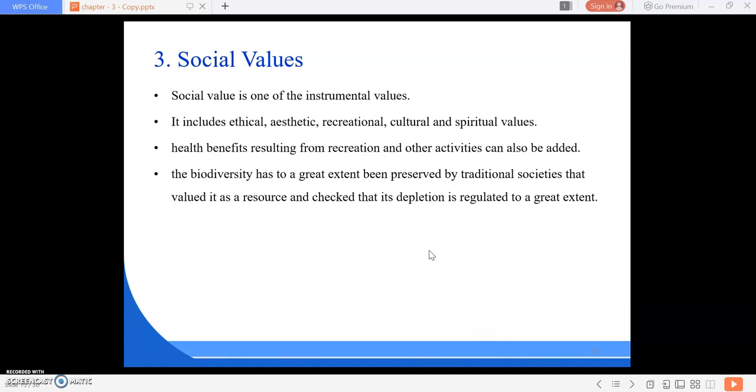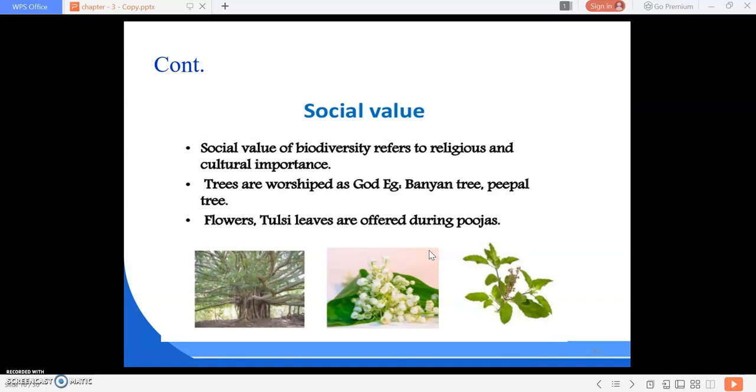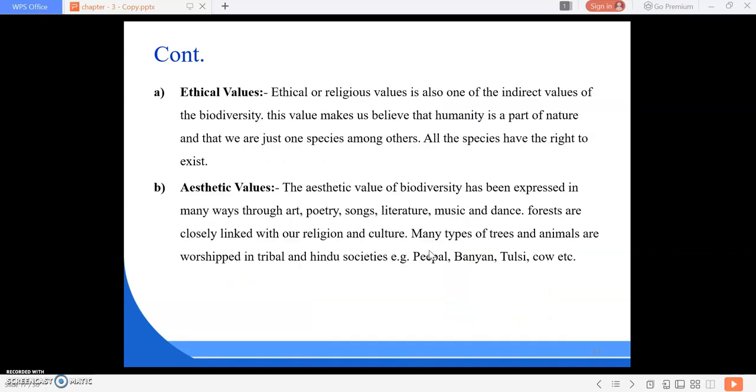Human impact comes to human well-being, biological diversity, biological resources, and human well-being. So these are interconnected. This is the ecological system. The social value of biodiversity also refers to religious and cultural importance. Trees are worshipped as god, for example, banyan tree, peepal tree. Flowers and tulsi leaves are offered during pujas. So these are the social values of biodiversity.